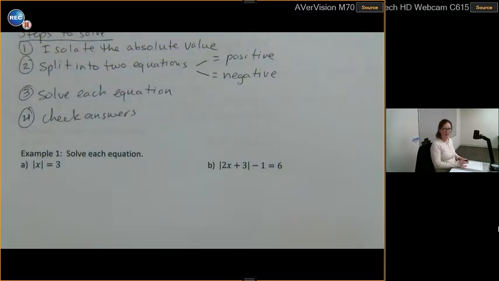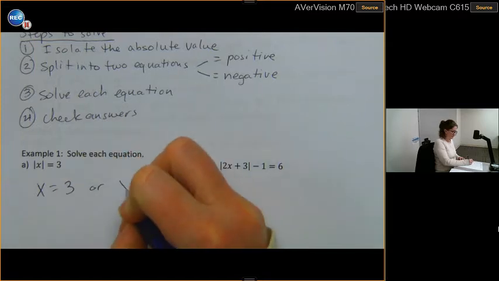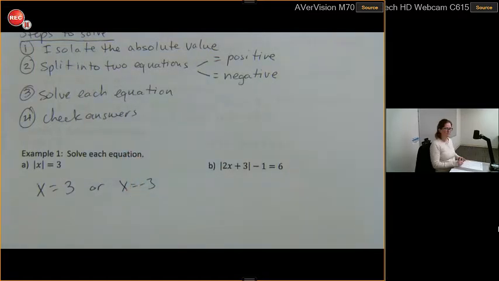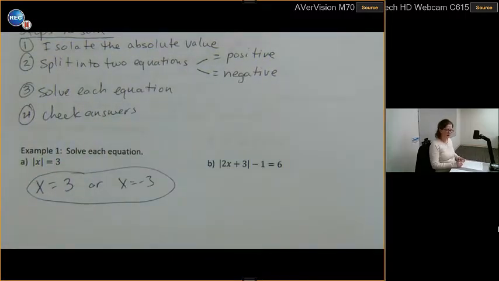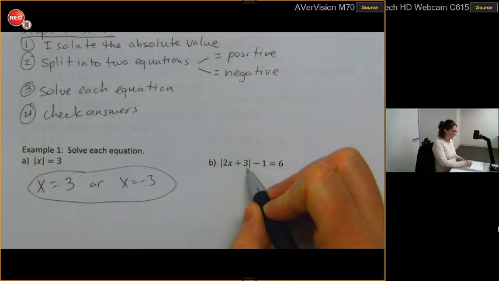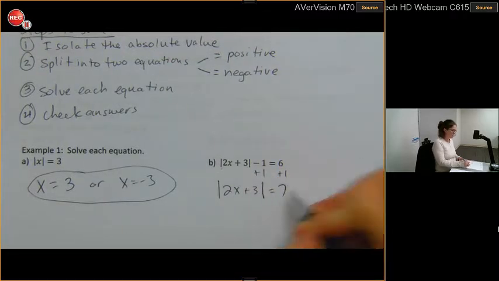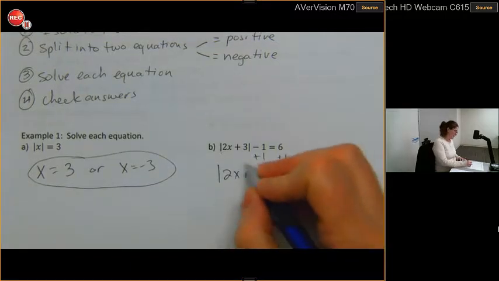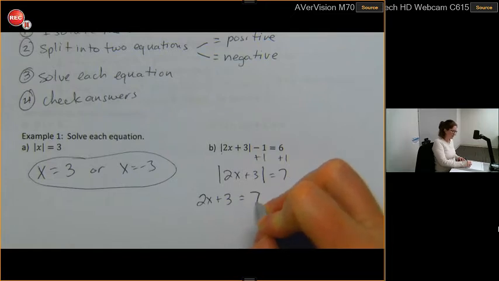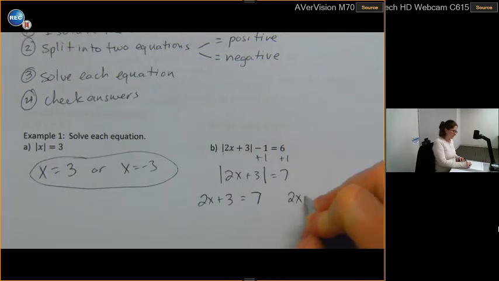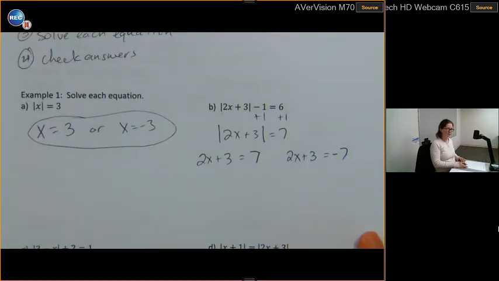Example 1, part A is pretty basic. So we have that x equals 3 or x equals negative 3. So our solutions are just those two numbers, 3 or negative 3. On part B, we have to get this absolute value by itself first. Then I take my expression inside the absolute value, I drop off the absolute value part of it, and then my other equation, I make the 7 negative, and that's how you solve absolute value equations.